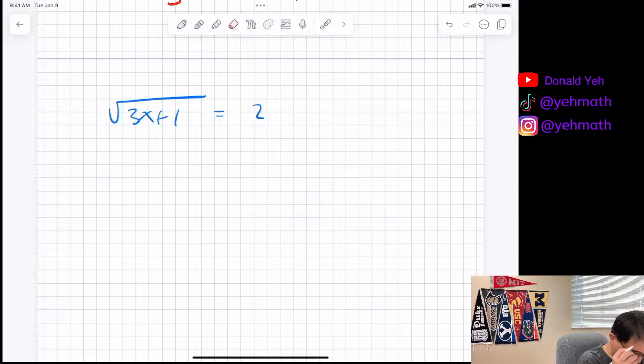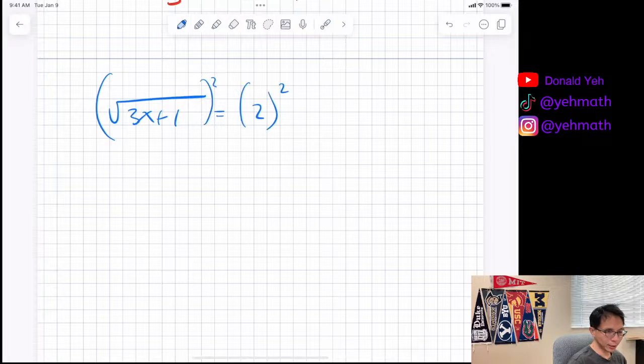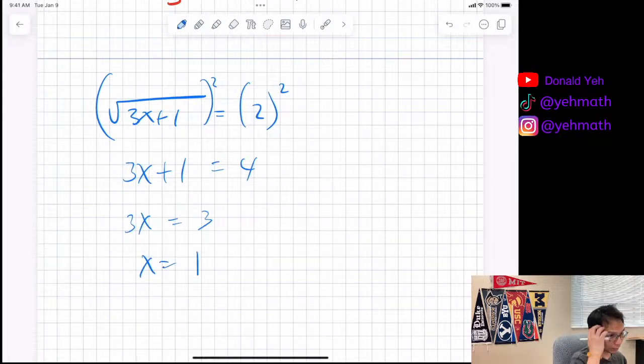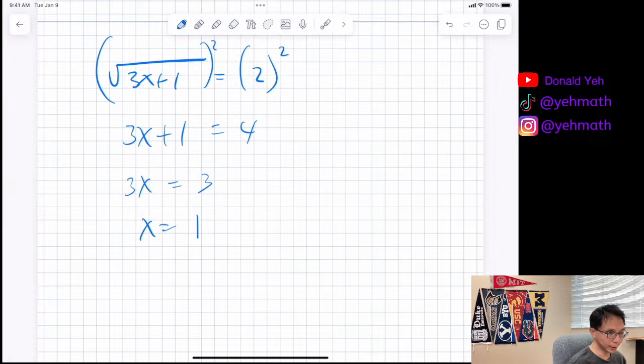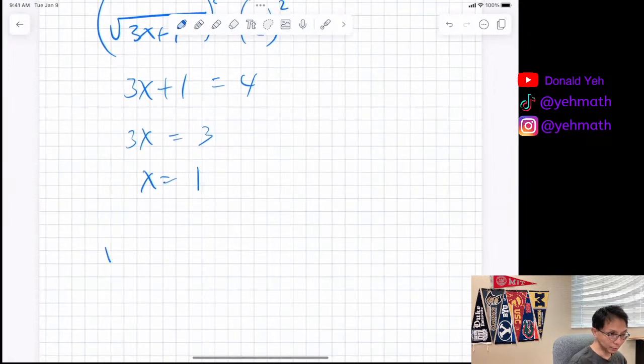Square root of 3x plus 1 equal to 2. How do I do this equation? Yes, Brandon? Square both sides. Square both sides, good. Square and square root are nemeses to each other. They cancel each other out. 3x plus 1 equal to 4. 3x is equal to 3, x is equal to 1. Perfect. Good job. Okay, now that's no fun. Too easy. So now you solve this problem.